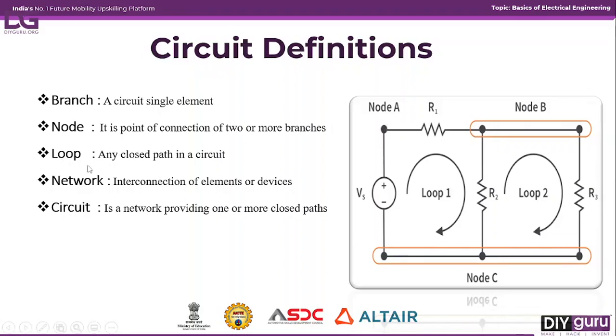Coming to loop. A loop is nothing but a closed path. If you see in this circuit, we have two loops. This is one loop, because if you consider these three elements, this forms a closed loop. You can observe this clearly, there is no open path. And this is also one more loop. This makes another loop with two elements only, R2 and R3. So a loop is nothing but a closed path. You can simply remember.